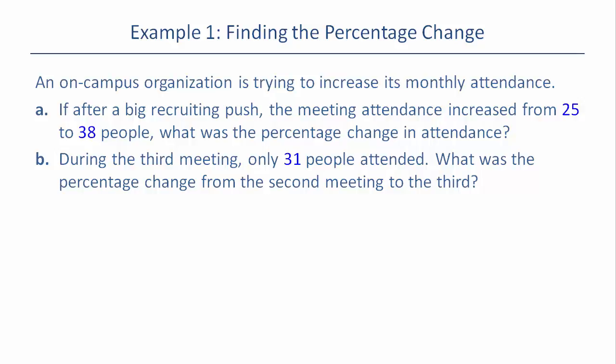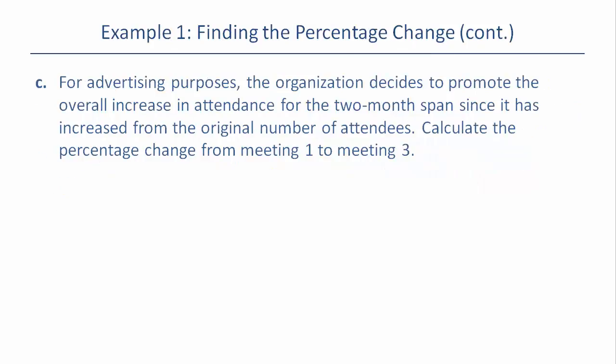So an on-campus organization is trying to increase its monthly attendance. If after some big recruiting campaign, the attendance increased from 25 to 38 people, we want to figure out what was the percent change in attendance. And then during the third meeting, only 31 people attended. So what was the percent change from the second meeting down to the third? Right now it's gone down from 38 to 31. All right, and then for advertising purposes, the last question is, they decided to promote the overall increase in attendance for the 2-month span, and since it's increased and then decreased, they now want to just calculate the percent change from meeting 1 to meeting 3.